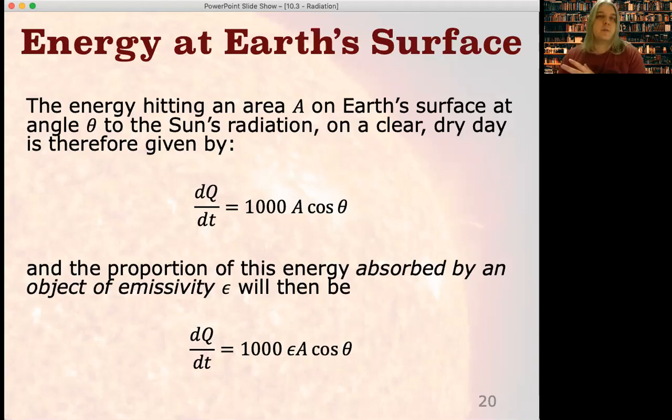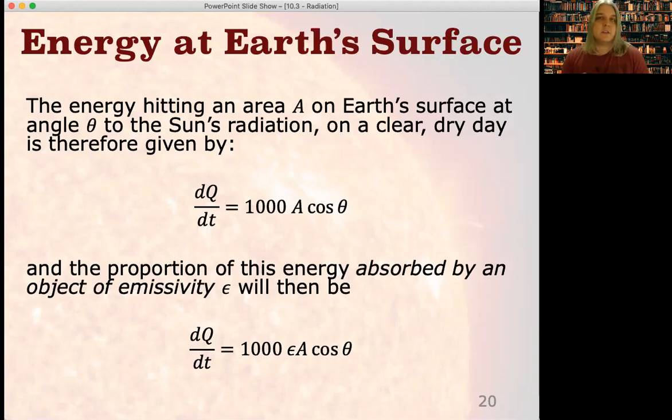and then it's 1,000 per square meter, so we've got to multiply by the area of whatever we're considering. We'll put an A for that, and then cosine theta to allow for the tilt away from our defined perpendicular plane. And that will be the amount of energy that hits some object of area A due to the sun. Then we have to allow for how much it will actually absorb. So we have to bring in that emissivity. Remember, the emissivity is both emission and absorption.